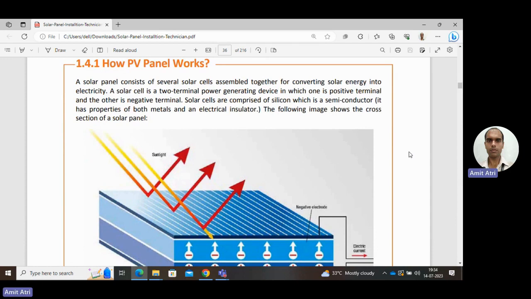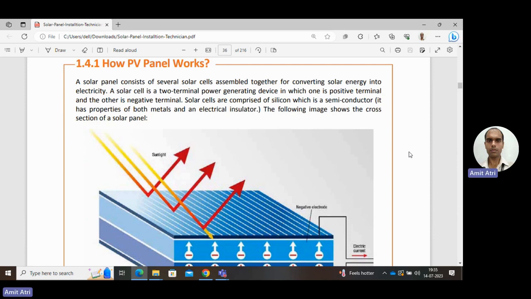In the previous class as well, we discussed the material from which solar cells are manufactured. That is a semiconductor, and most commonly that is silicon. A solar panel and a solar cell are different. The solar cells are assembled together and they form a solar panel, meaning a solar panel can have many solar cells.